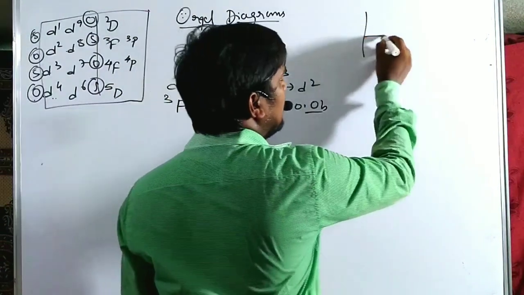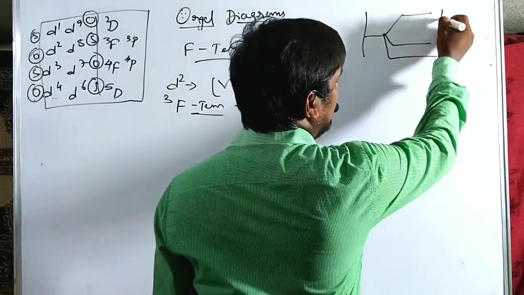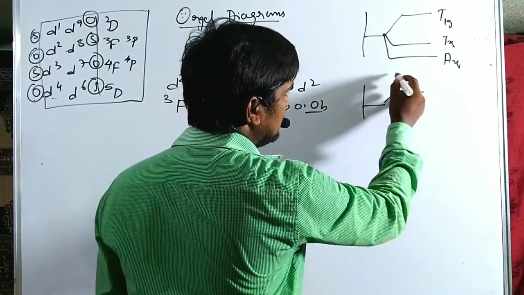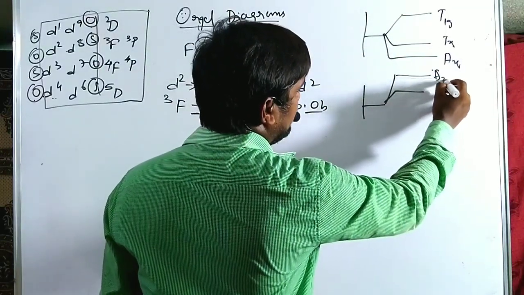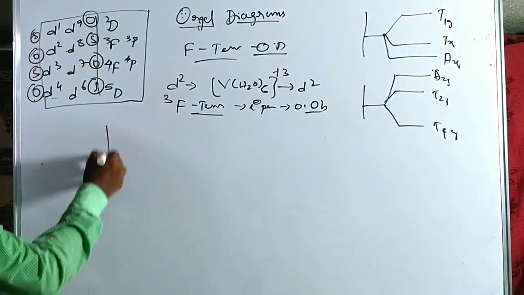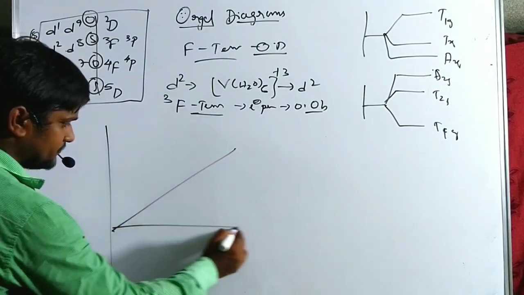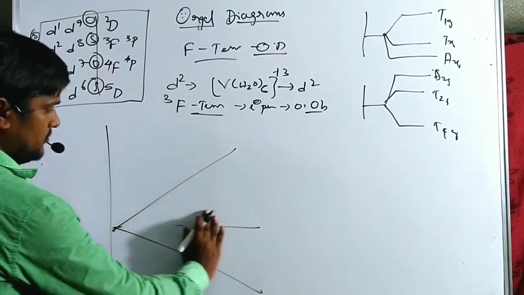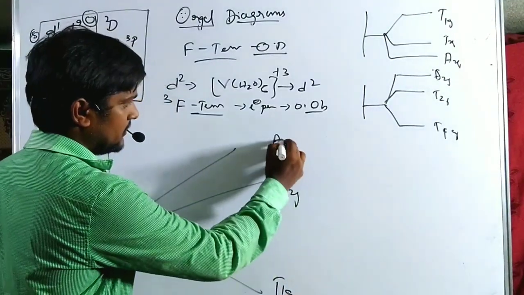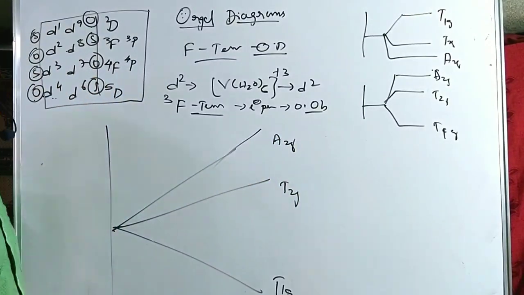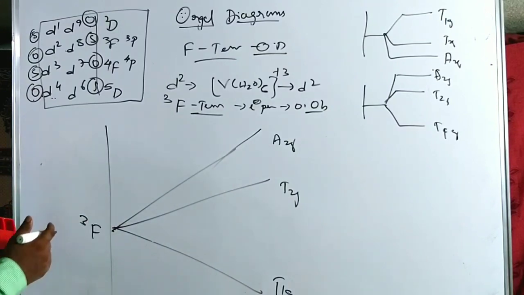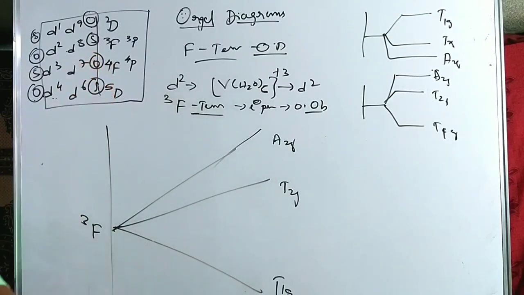So now we have the F term like this. It is similar: T1g, T2g, A2g. Opposite means like this: A2g, T2g, T1g. Now we observe the graph like that. Here T1g, T2g, A2g, but here the term is 3F. It is the ground state energy level. We have already discussed all possible term symbols of a D2 configuration.